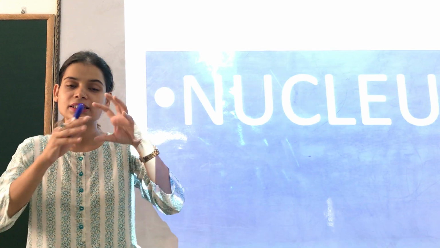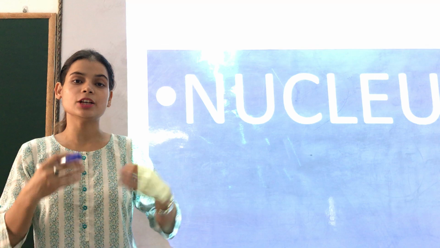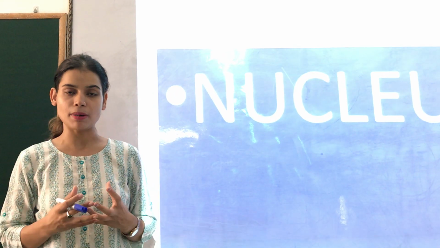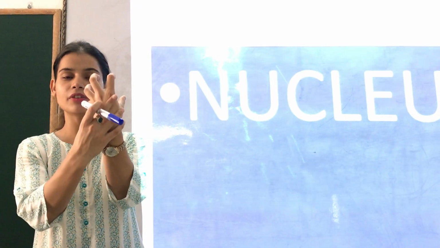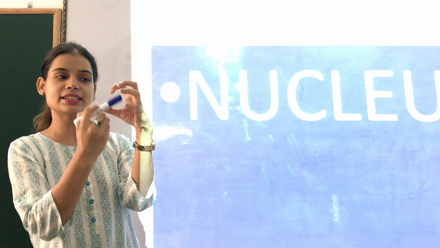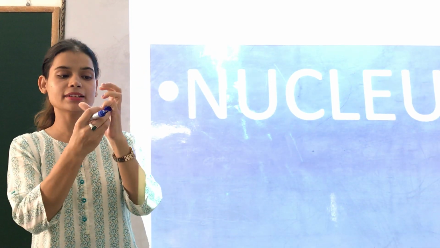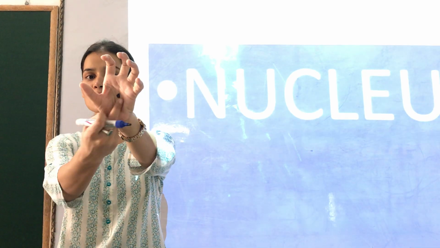There are basically three main parts of a cell, whether you take an animal cell, plant cell, human cell, any cell. You will see three main parts: the outer covering, the cytoplasm, the jelly-like structure in between, and the center thing, which will be called the nucleus. So that is what we are going to study today.